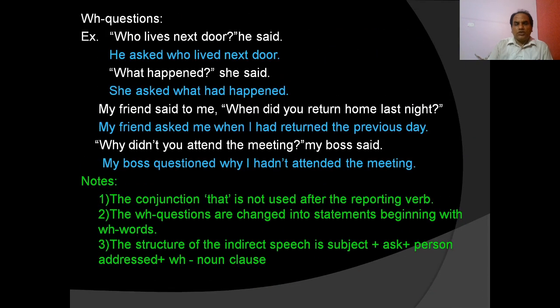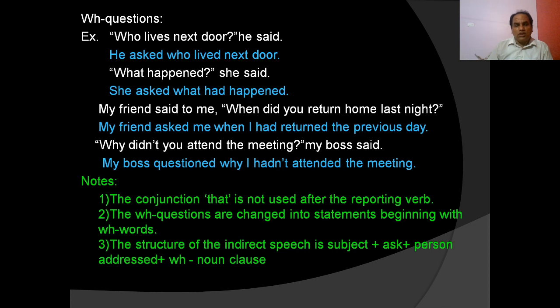So let us see WH questions. How to convert WH questions from direct to indirect. Who lives next door? He said, he asked who lived next door. You see, said is replaced by asked and the conjunction that is not used after the reporting verb. The WH questions are changed into statements beginning with the WH word or WH clause. You see, he asked who lived next door.